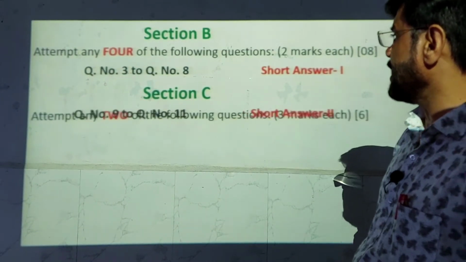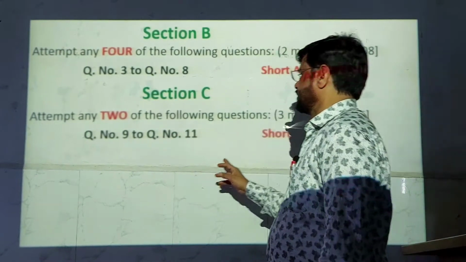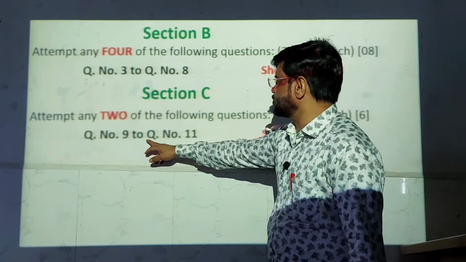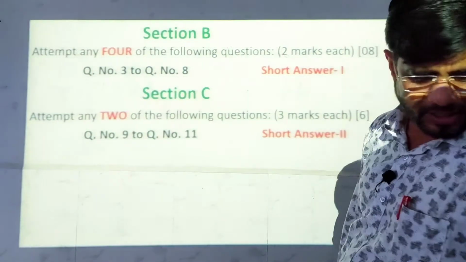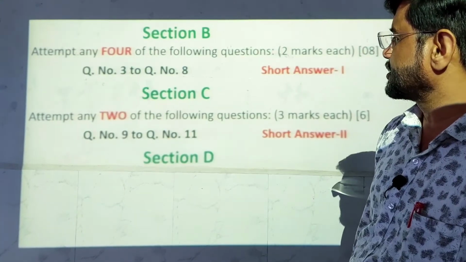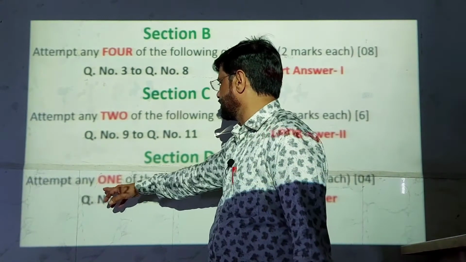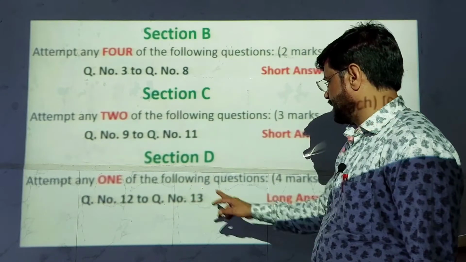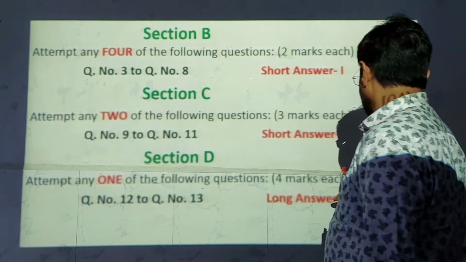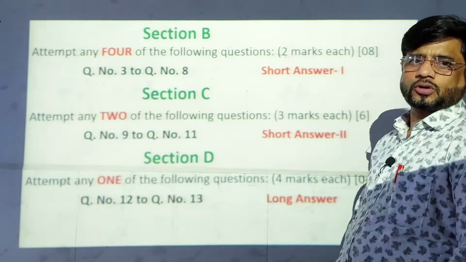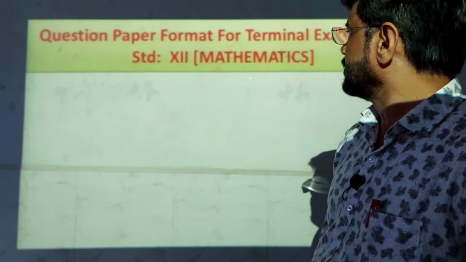Section C, attempt any 2 questions from 9 to 11. Out of 3, you have to attempt any 2. It has 6 marks. And the section D, the last section, contains 2 questions, question 12 and 13. You have to attempt any 1 out of 2, it has 4 marks. The total is 25 without option.